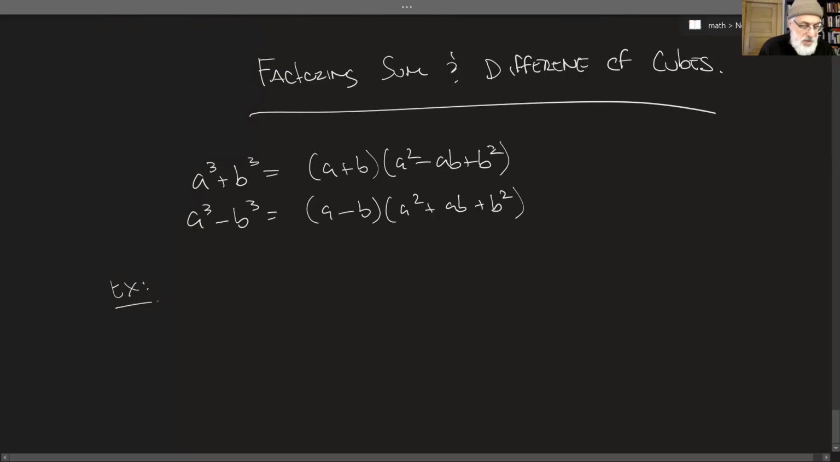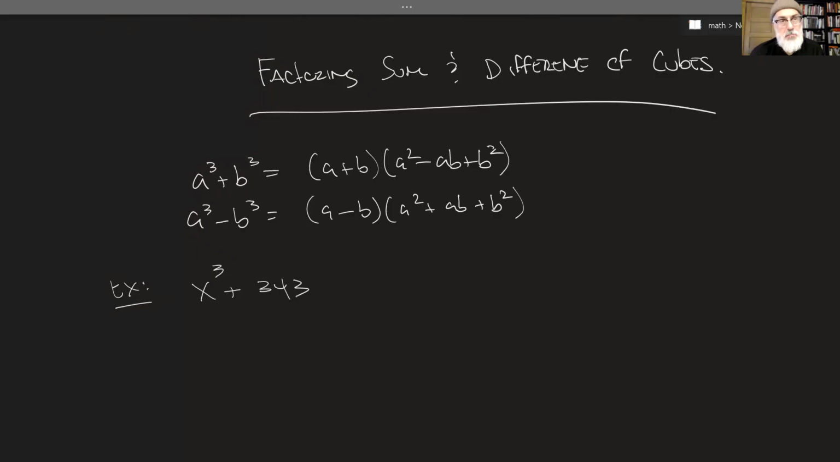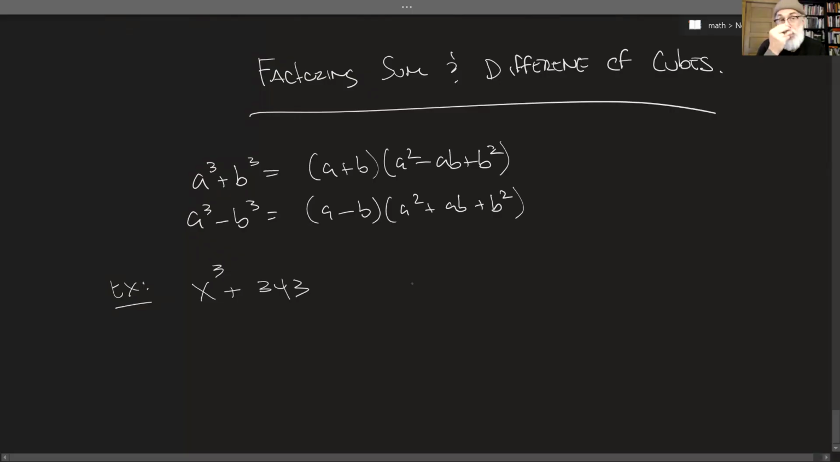So let's look at an example. We have x cubed plus 343. So we just need to identify if the first and second terms here are indeed cubes, right? So obviously x cubed is a cube. So our a here is x. But what about b?